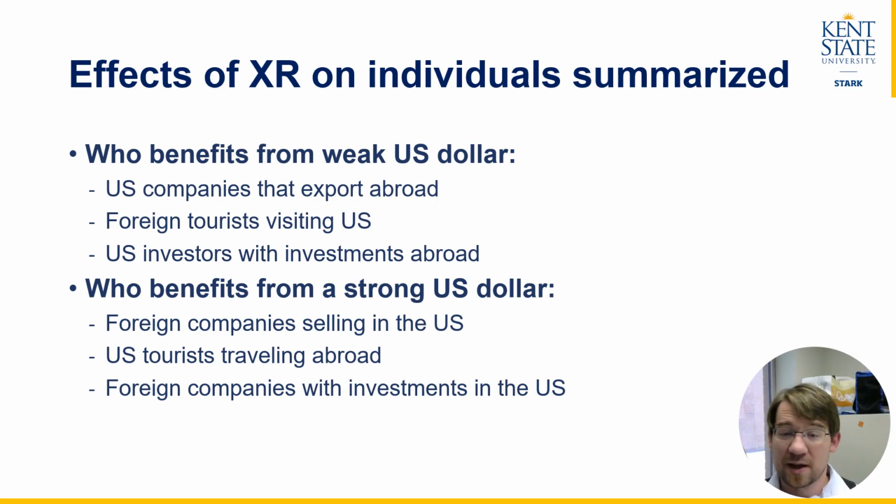So, what then would be the effect of exchange rates on various individuals? Right, so if we think about, say, the US dollar, if the US dollar gets weak, that is, the US dollar is losing value relative to other currencies, there are groups that are going to benefit. One group that's going to benefit would be US companies that export abroad. The reason that they benefit in this case is that when the dollar is weak, that means that it's very easy for foreigners to buy dollars and therefore to buy things from US companies. So it makes things look cheap, right, for US companies that are exporting abroad.